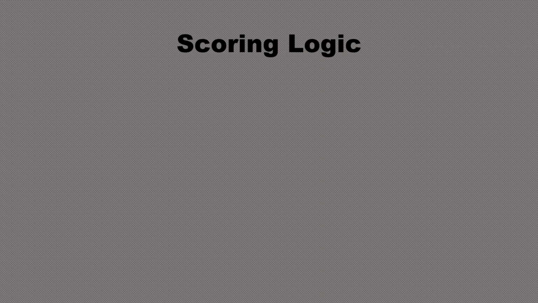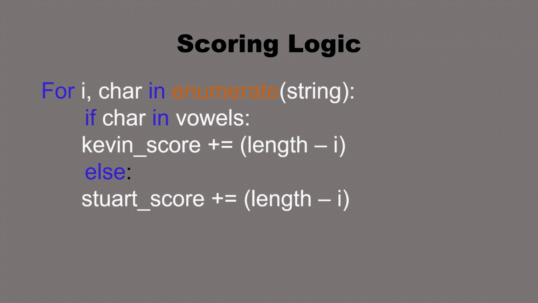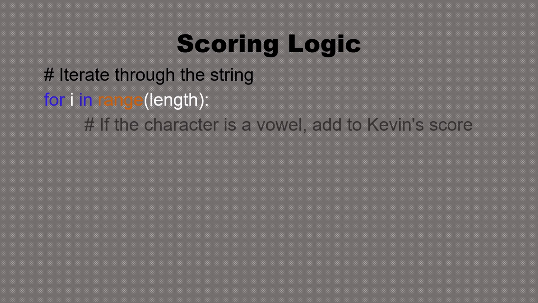We can use for i, character in enumerate(string) to iterate over each character in the string directly, or for i in range(length), which starts a loop that runs from i equal to 0 to i equal to length minus 1. Inside the for loop, for each character, we check if it is a vowel or consonant and update the scores using conditional statements.